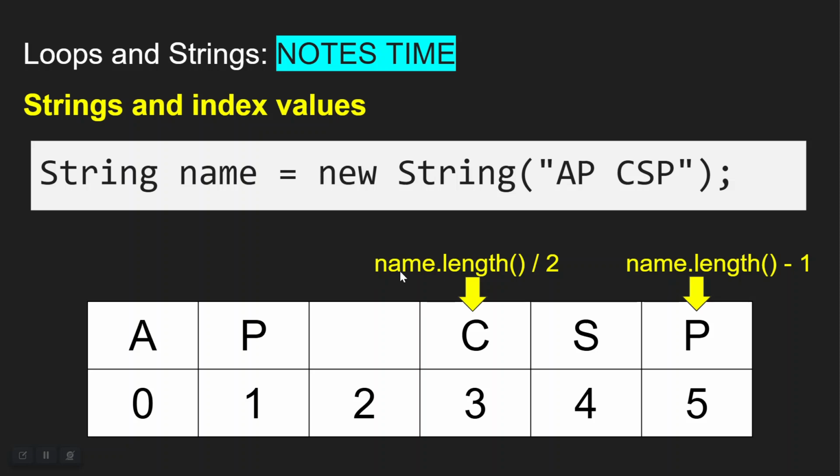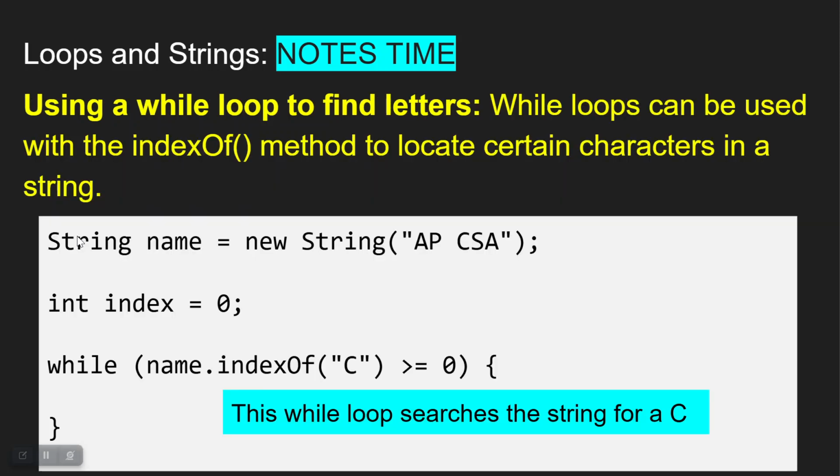So just a useful little thing to keep in mind: if the length of the string is an even number, name.length divided by 2 will take you to the midpoint. But if it's an odd number, it's going to take you to the midpoint and then round down. So anyways, let's keep things moving. Let's talk about loops and strings.